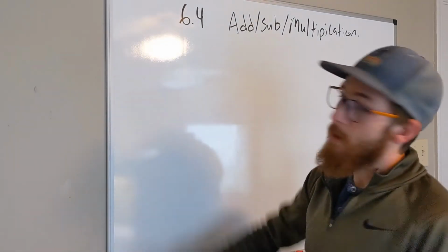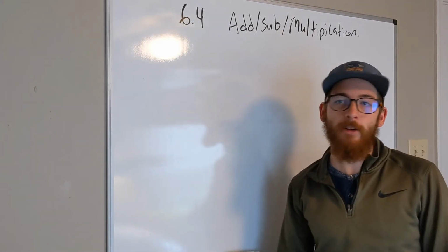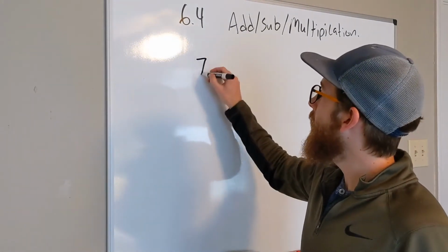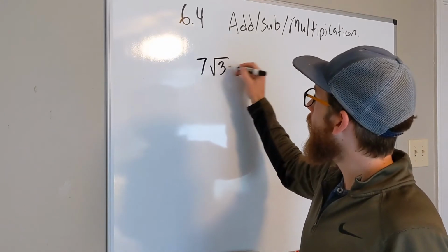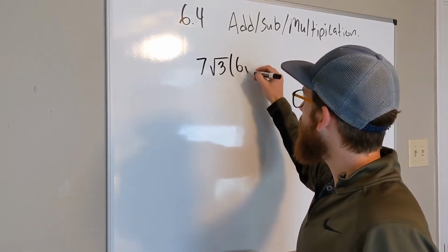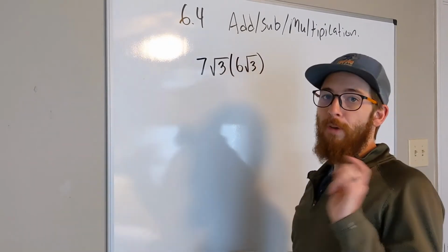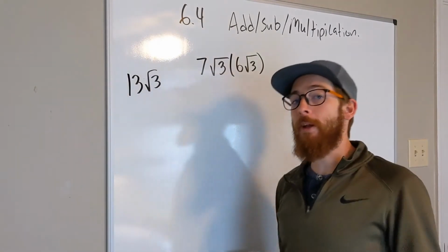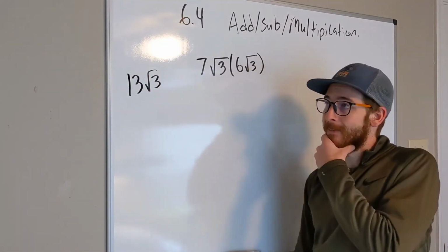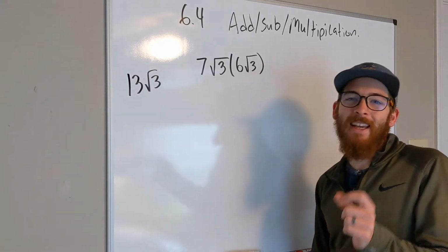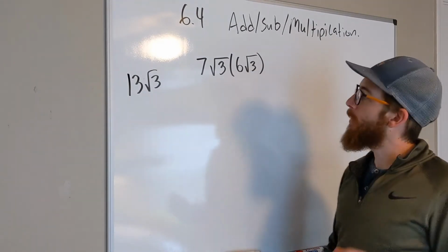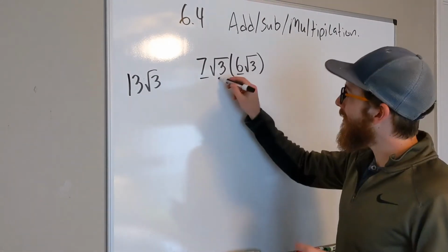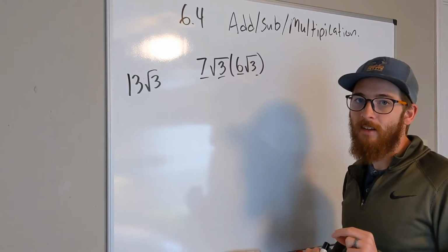Multiplication is a little bit different. It always is slightly different. So if I have the same exact numbers that I started with at the beginning, 7 square root of 3 times 6 square root of 3. Before I was adding, and when we added, we got 13 square roots of 3. But when we multiply, it's a little different. We're multiplying the numbers first, then we're multiplying the insides second.